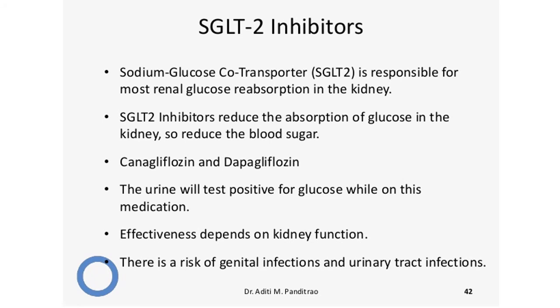The urine test for these patients that are using these inhibitors, that are SGLT2 inhibitors, will be positive because of this medication. Their effectiveness depends upon the kidney function. If a patient's kidneys are impaired, you cannot use these SGLT2 inhibitors. There is a risk of genital infections and urinary tract infection in the patients who are using SGLT2 inhibitors.